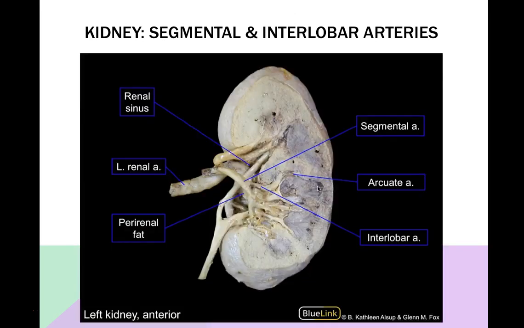Here is a cadaver view of what these arteries look like. Here's your renal artery leading in. That will then give branch to segmental arteries, which will branch into interlobar arteries. And then if we're lucky, we will find some arcuate arteries that will arc around the medullary pyramid and then give branches to cortical radiate arteries.